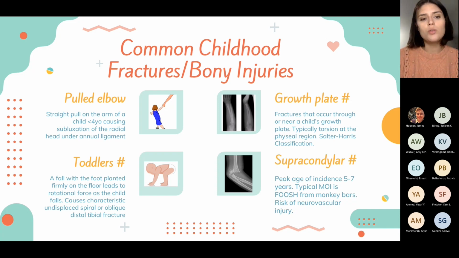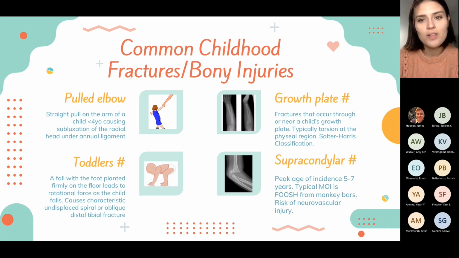Toddler's fractures. So this is when toddlers are still tottering around a little bit, and their feet will be flat on the floor, and then they'll fall and put their arms out or something. And they fall in a rotational kind of way. And that causes a really characteristic spiral or oblique fracture, usually of the distal tibia. So it's quite a niche fracture type, and there's a limited age group that you'll see that in because they're toddlers.